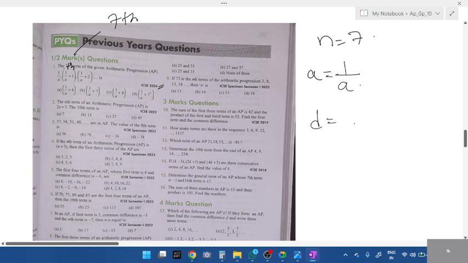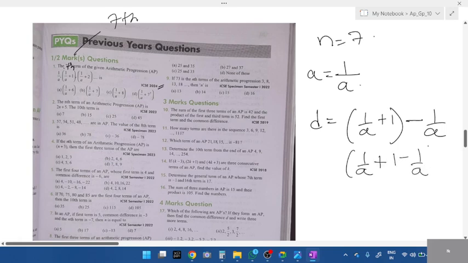How do you calculate the difference? What is the second term? 1 by A plus 1 minus. All of you respond. What's the first term? 1 by A. If I remove the bracket, what do we get, students? 1 by A cancels. D is equal to 1.